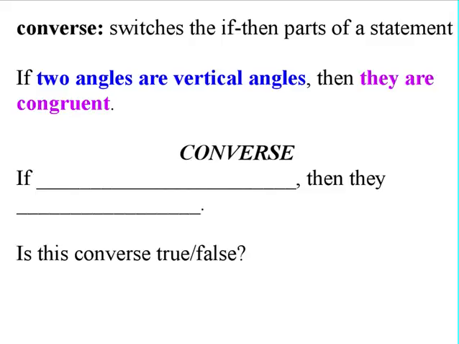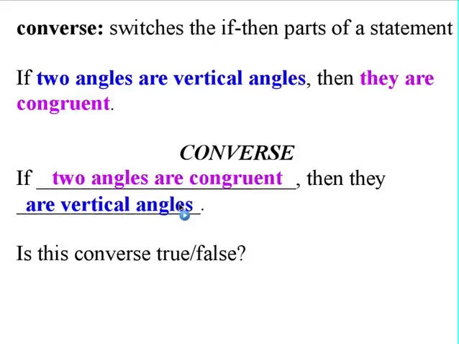If two angles are congruent. So basically I've taken the then statement and put it there. Now notice I can't say if they are congruent, because you'd be like, they, what are they? So I switch it, but then I might have to fill in a blank. Instead of saying if they are congruent, I'm saying if two angles are congruent, then they are vertical angles. Notice I got rid of the two angles there. It's not like you're taking the whole statement and replacing it. You have to make it make sense as well, so you might have to fine tune a little bit.